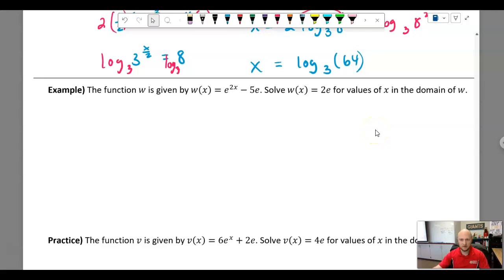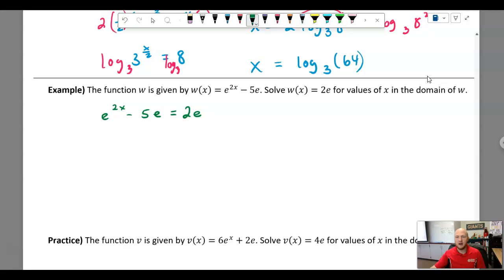This one's slightly different. They say the function w is given by w of x is equal to e to the power of 2x minus 5e. Solve for w of x is equal to 2e for values of x in the domain of w. So again, what I'm going to do here is take my function, e to the power of 2x minus 5e, and set that equal to 2e.